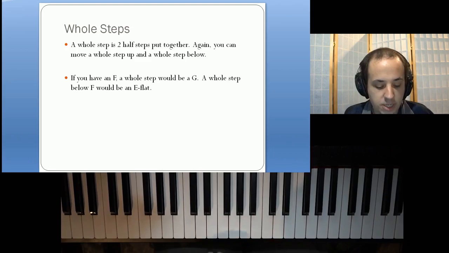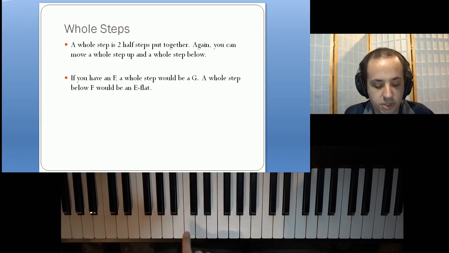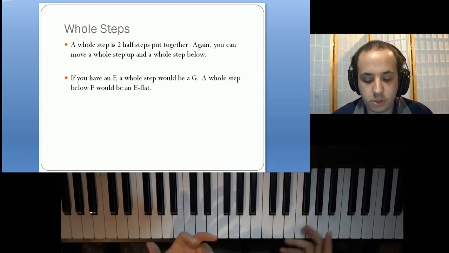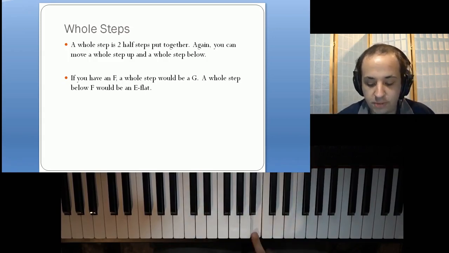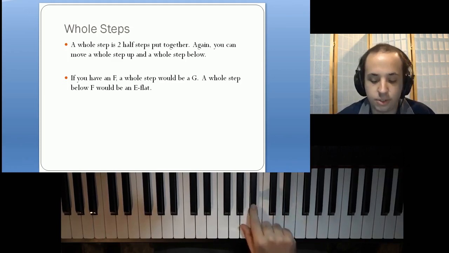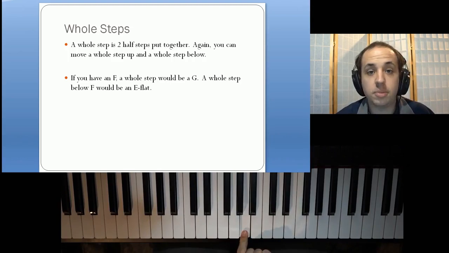A whole step above B is going to be C sharp and not C, because you need to put two half steps together to make that whole step. And of course you can go the other way around. So if you have B, you go down a whole step to hit the note A, since you have the black key in between for the half step, and then one more to complete the whole step.